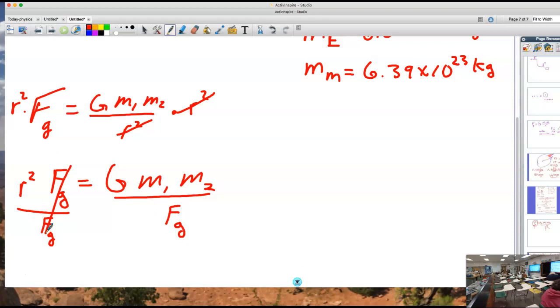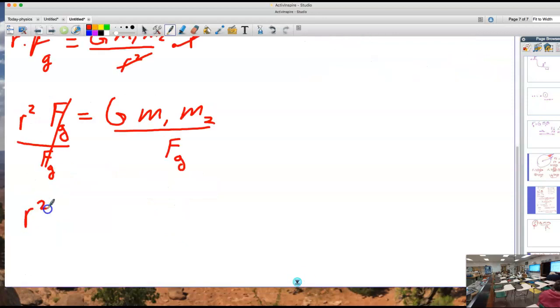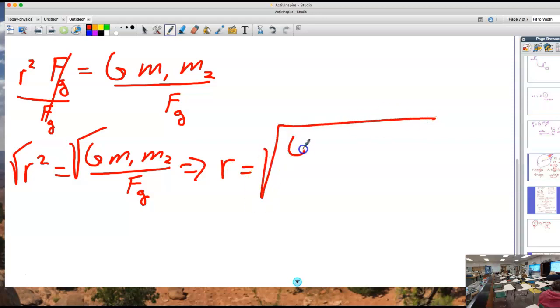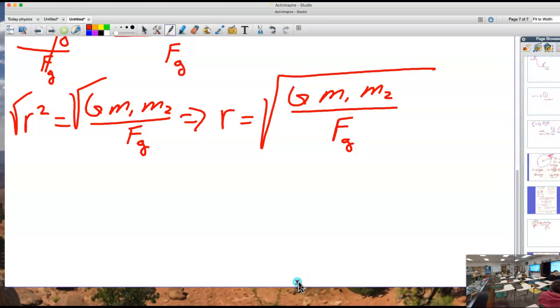That moves gravity to the other side, that force of gravity, and it says r squared equals G m1 m2 over F sub g. What do we need to do now? We need to take the square root, right? So we square root both sides, and that says r equals the square root of G m1 m2 over F sub g. Okay with that? Nice little algebra there, right? It's always good preparation for the math class.